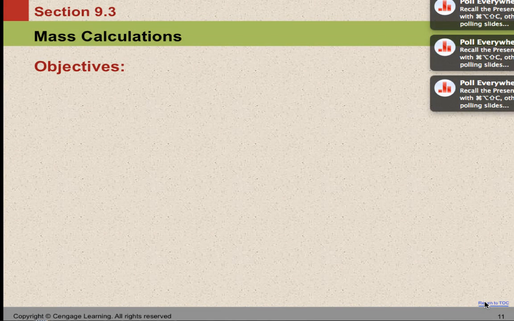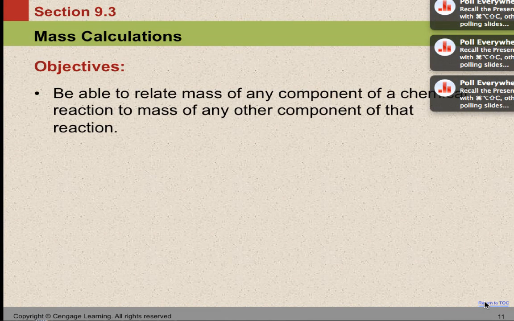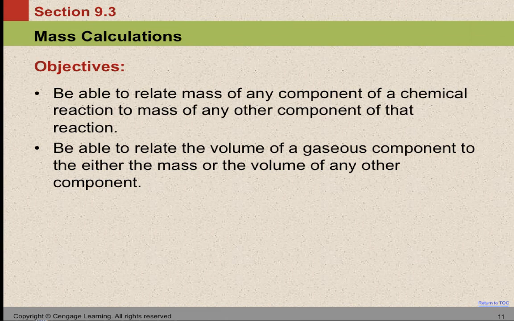Okay, here's a screencast on continuing in stoichiometry. Our objectives of the screencast are to be able to relate the mass of any component of a chemical reaction to the mass of any other component of that same reaction, and also to be able to relate the volume of a gaseous component to either the mass or the volume of any other component.